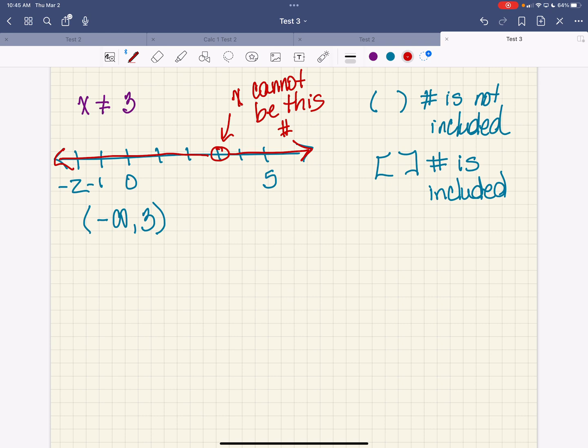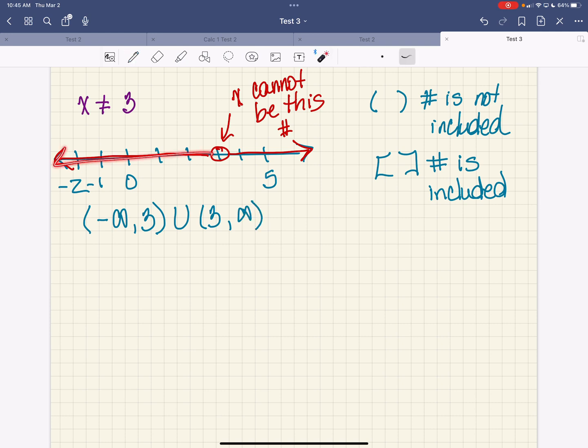It means union. Oh, the U. Okay? That means both of these are true. So then I put a union sign right here. I use parentheses again because 3 is not included. And then I go to infinity.